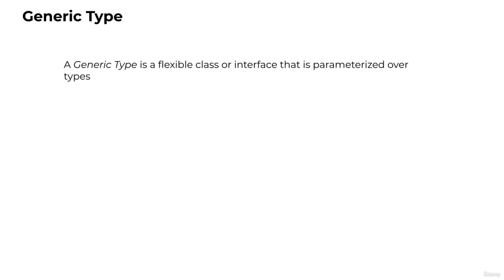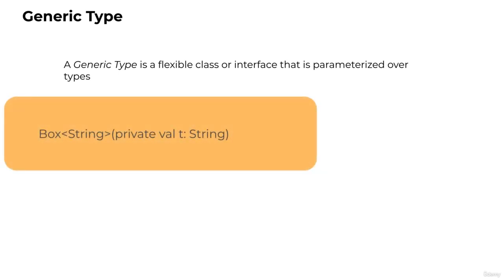So a generic type is a flexible class or interface that is parameterized over types. So what this means is, for instance, if we were to create a class that we know needs to accept a parameter, in this case, we'd say Box, and we put inside of angle brackets like this String to say this box has a parameter of string. And of course, we have a primary constructor, and we have also a parameter that we're passing of type String. So this box here will only accept string types.